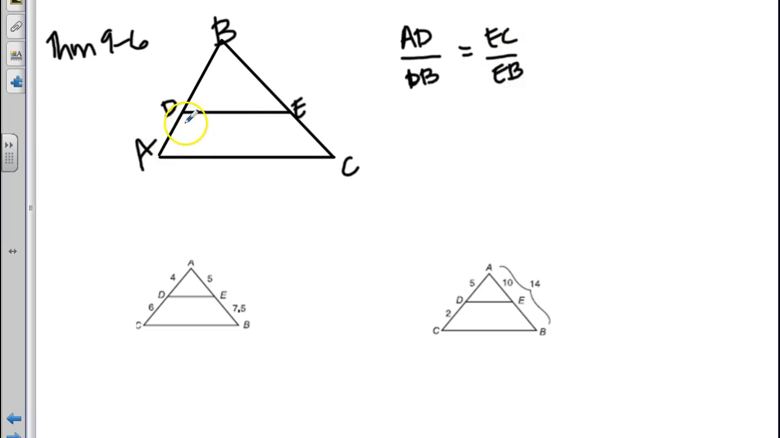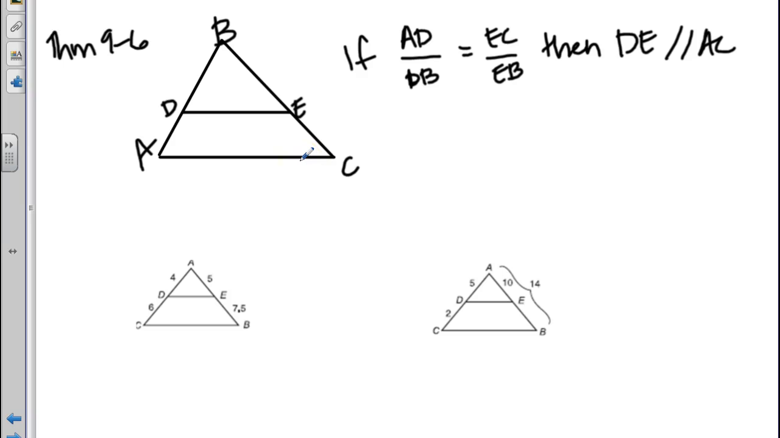So separating these so that when I put them in ratios with each other, AD over DB and EC over EB, that they are proportional. We get the same scale factor. If this happens, then DE is parallel to AC. So this line that we've drawn in here is parallel to that one.